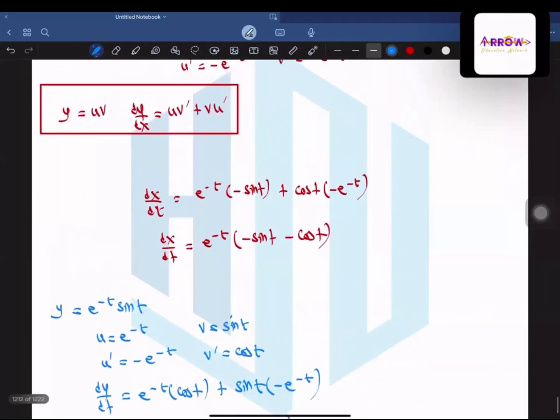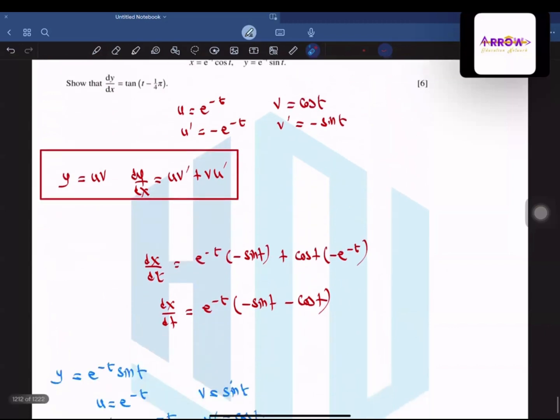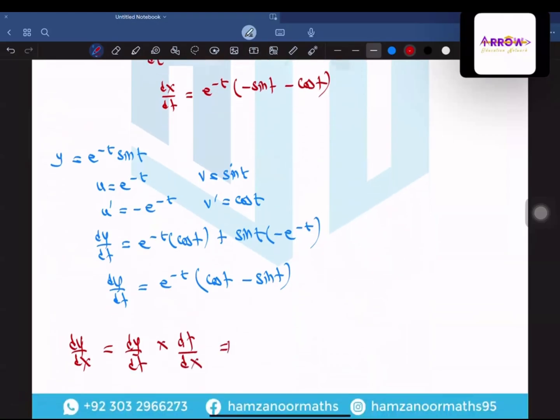Now we need to show the dy over dx function, and for that purpose we are going to use the chain rule formula. We need to show dy over dx exactly in this form, tan of t minus pi over 4. So dy over dx is equal to dy over dt multiplied by dt over dx. dy over dt is e raised to the power of minus t multiplied by cos t minus sine t, and this is multiplied by dt over dx.